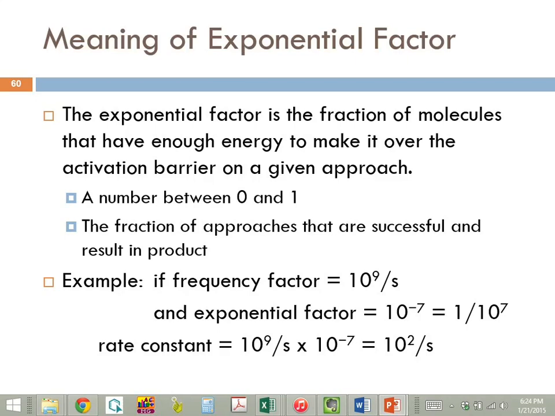So just looking at the exponential factor, you'd say, well, this isn't going to happen. But it does happen because of the frequency factor being so high. And so you've got these two factors that combine into the rate constant. So for this example, the rate constant would be the frequency factor times the exponential factor, and that would give you a rate of 100 per second, 10 to the 2 per second. Okay? So it's really helpful to understand what these pieces are and what they mean instead of just blindly doing algebra with the numbers.